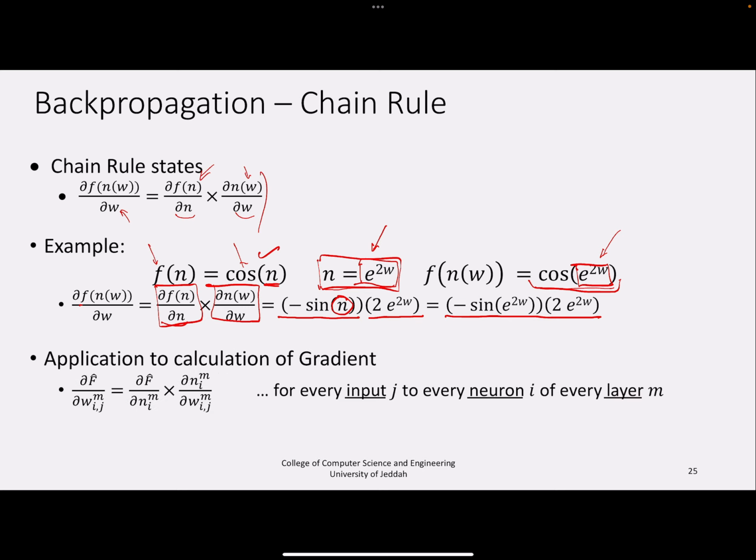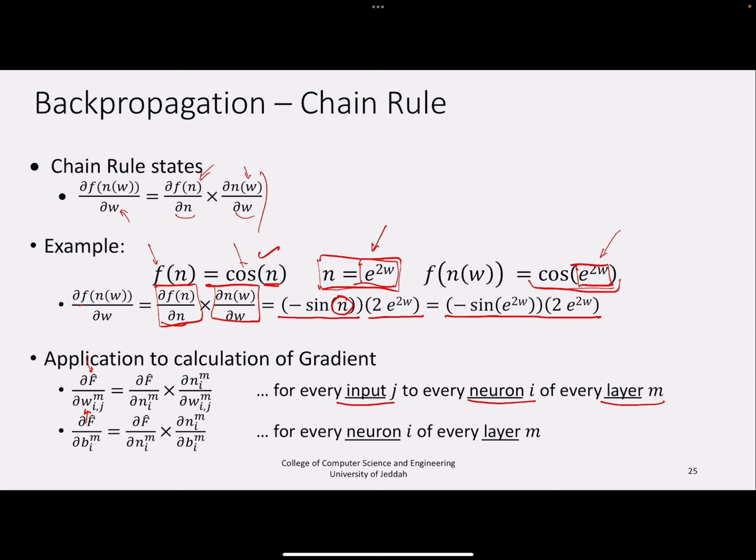And we will be doing the same thing for every mean square error function f with respect to every input j to every neuron i of every one of the m layers. That'll be many times. And the same thing for bias.